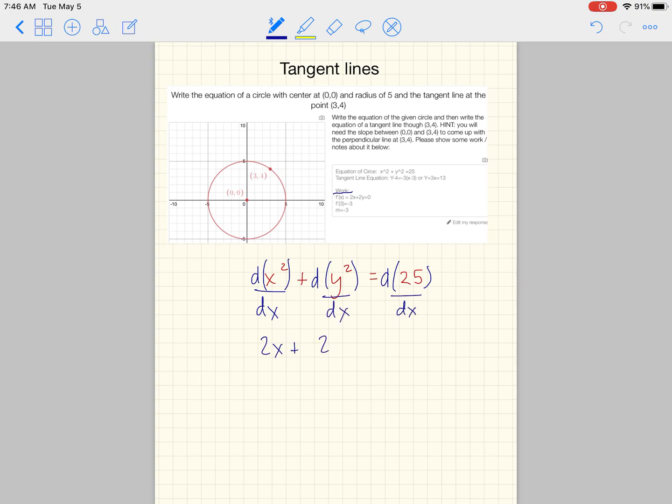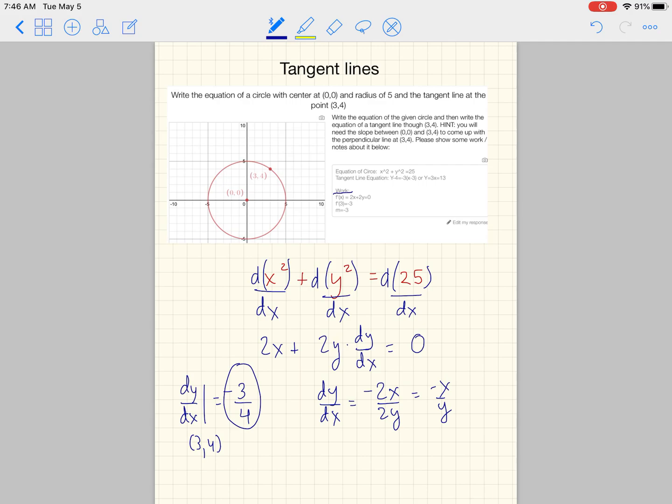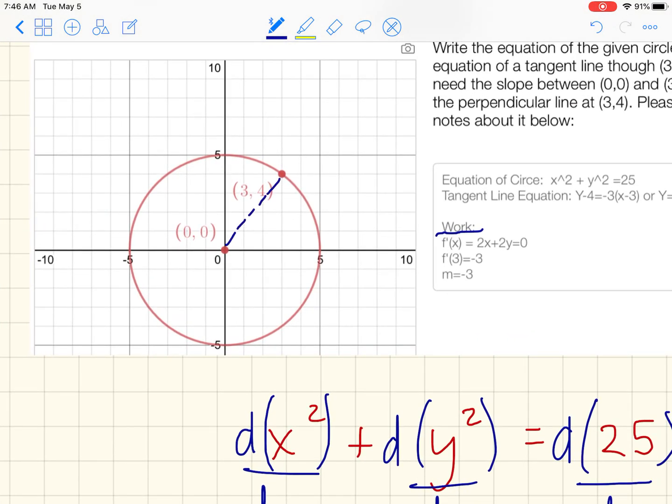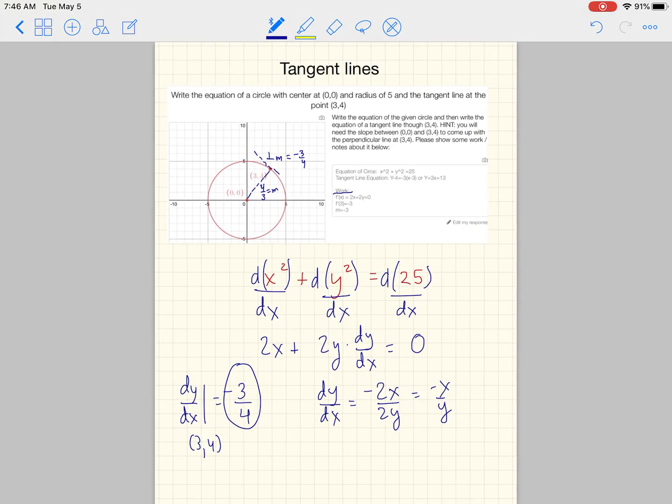So 2x is good, but it wouldn't stay 2y, it'd be 2y dy/dx, so that you are putting it back in terms of x, since the derivative of y squared, being 2y, is with respect to y. So now that everything's back with respect to x, you can solve and reduce. So that's the derivative everywhere. Then you can say the derivative specifically at (3, 4) is negative x over y, which is the same exact answer as if you had taken this slope, which is rise over run, and so its perpendicular slope is the opposite reciprocal. So I do appreciate the calculus there.